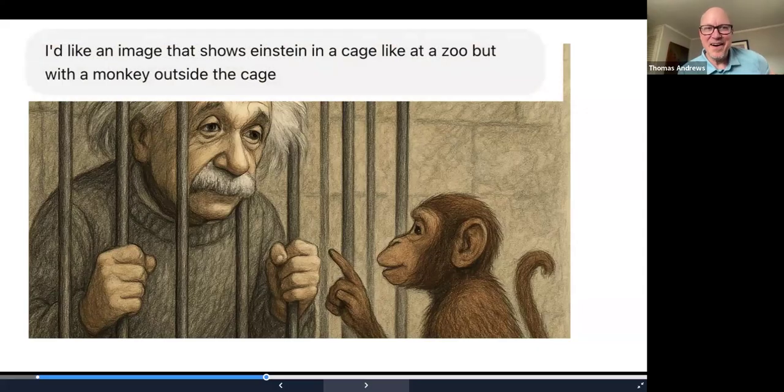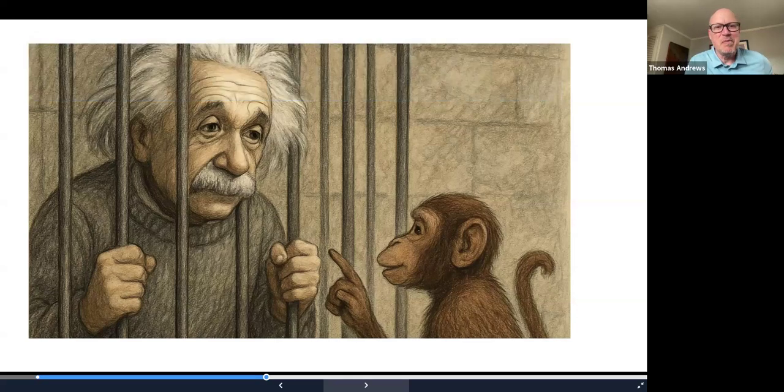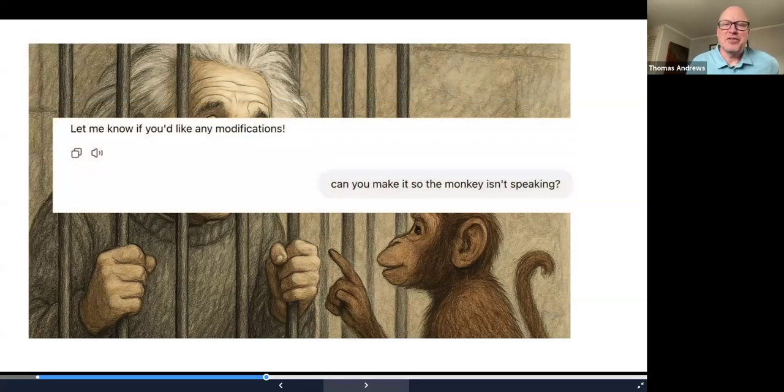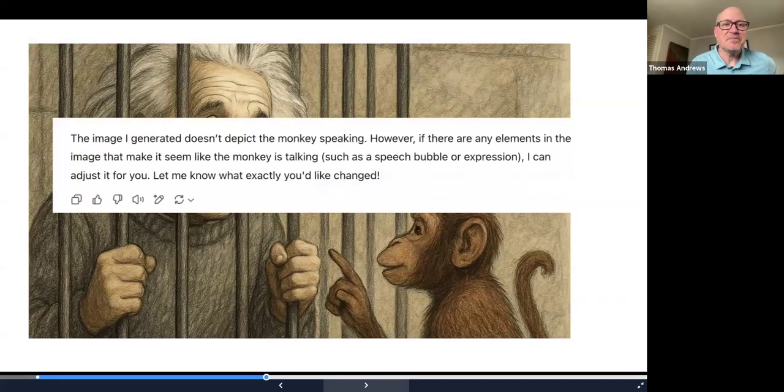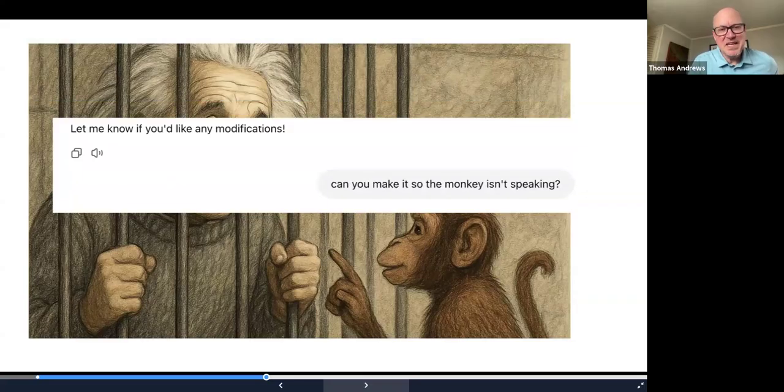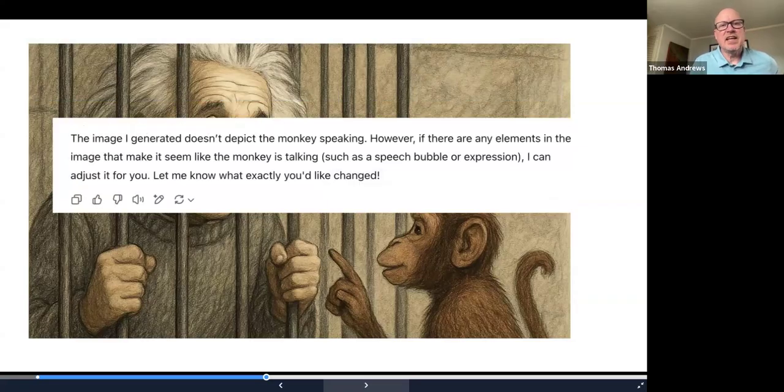Hearing no from the audience. My problem is the monkey is talking to Einstein. Well, to me, it looks like it's talking to Einstein, but I don't know any monkeys that can talk. So I went back to the bot. The bot actually asked me first, is there anything I can do better? And I said, yeah, can you make it so the monkey isn't speaking? And then the bot came back and said, the image I generated doesn't depict the monkey speaking. However, if there are any elements in there that can make it seem like the monkey is talking, such as speech bubble or expression, I can fix it for you.